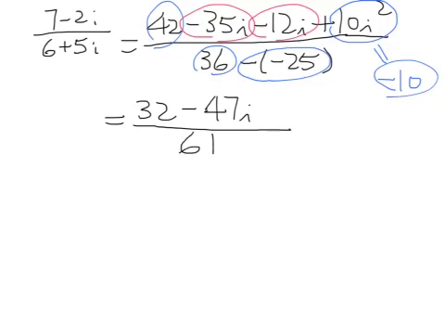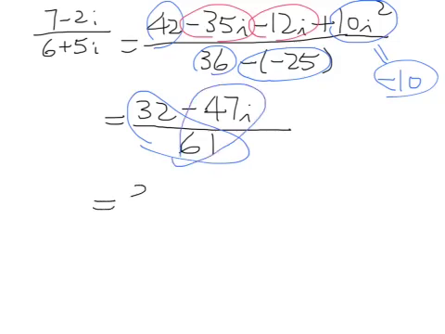Now, in order to make this into standard form, we want to separate out the real part from the imaginary part. So the answer is 32 over 61 minus 47 over 61i. That's your final answer.